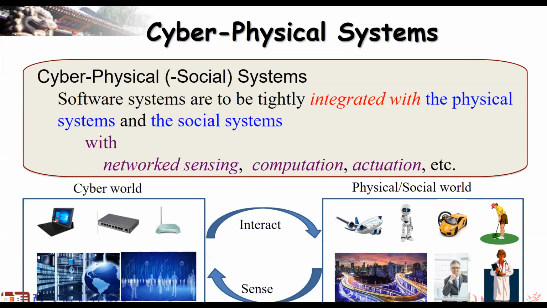So to define a cyber-physical system, the CPS or CPSS, the social system, it can be defined as a software system tightly integrated with the physical systems and the social systems with networked sensing, computation, actuation, etc. It's just like this is the cyber world and this is the physical world. You need to interact with the physical world and sense the change of the physical world.